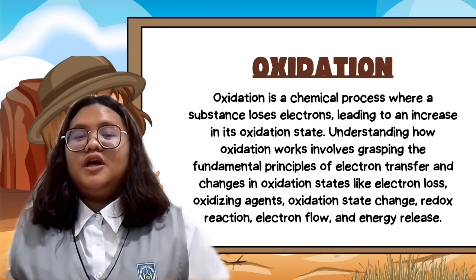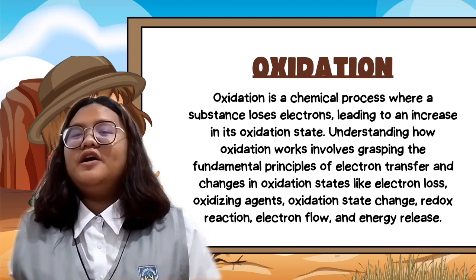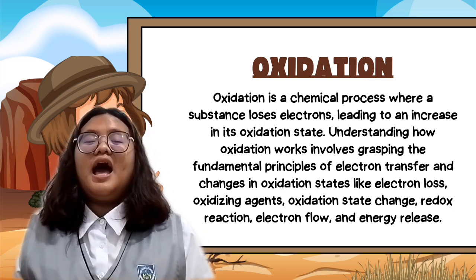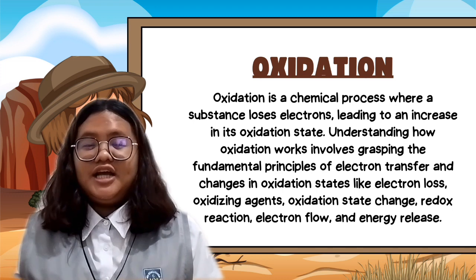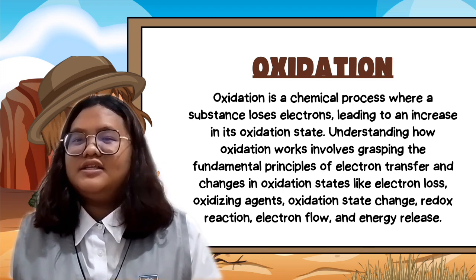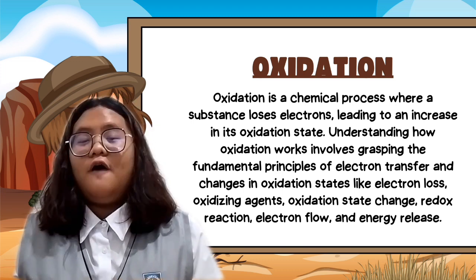One of the examples of oxidation in rock is the weathering of iron-rich rocks. This process occurs when iron-bearing minerals such as iron oxide or sulfides present in rocks undergo oxidation when exposed to oxygen and water over time.